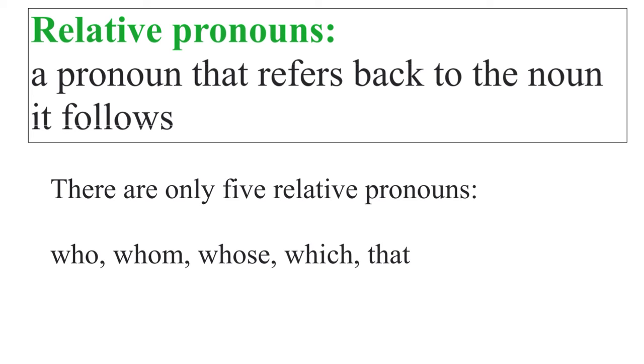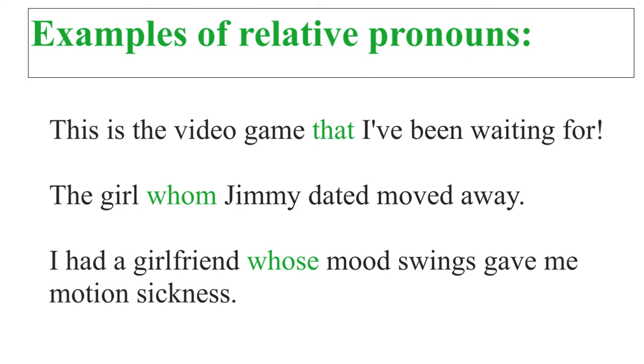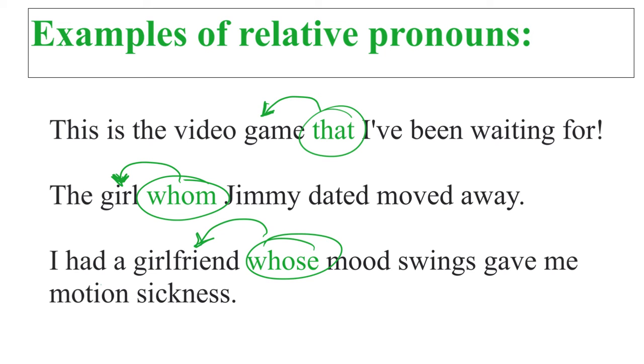Okay, there are also what's called relative pronouns. Relative pronouns refer back to the noun they follow, and there are only 5. They are who, whom, whose, which, and that. And you'll see what it means. So this is the video game that I've been waiting for. Well, that refers back to the noun that immediately precedes it. The girl whom Jimmy dated moved away. Well, whom refers back to the noun immediately preceding it. I had a girlfriend whose mood swings gave me motion sickness. Whose refers back to the thing immediately preceding it. These are relative pronouns.